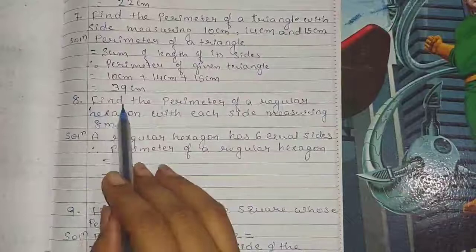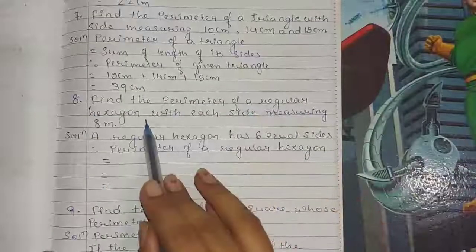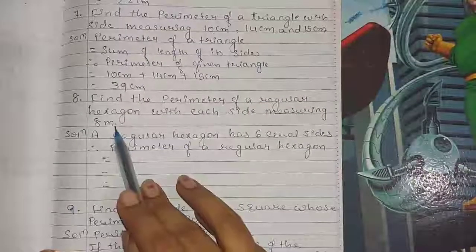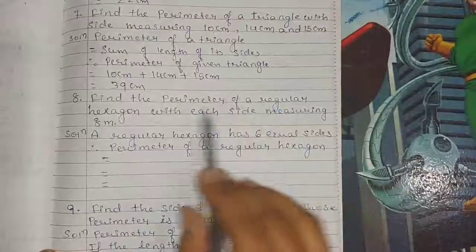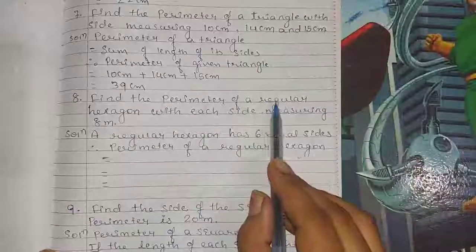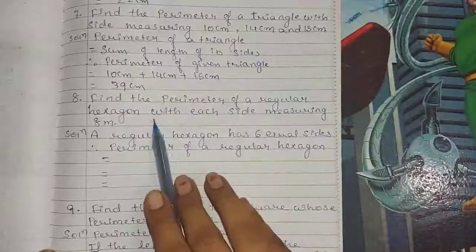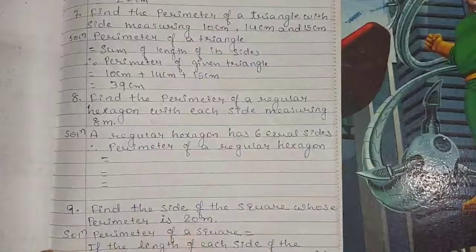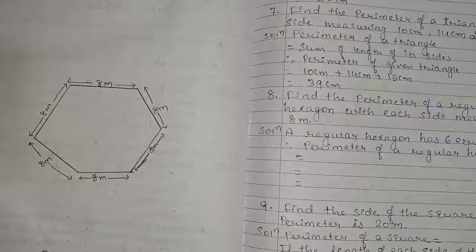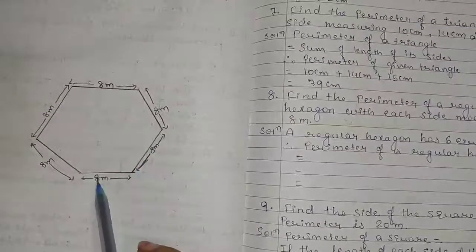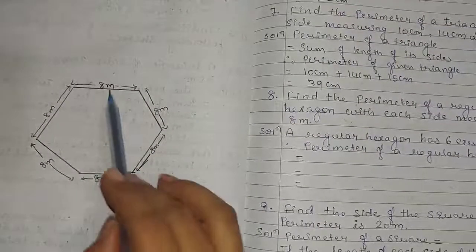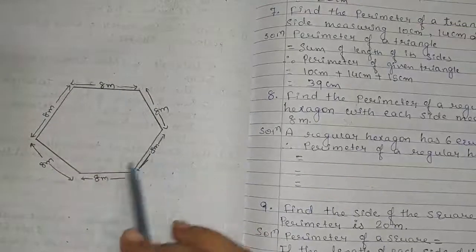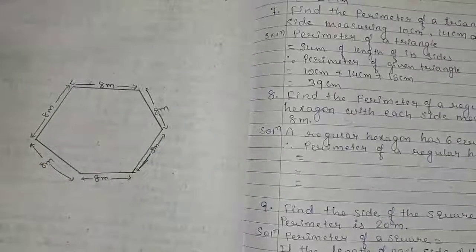Question number 8. Find the perimeter of a regular hexagon with each side measuring 8 meter. First of all, what is a regular hexagon? Regular hexagon means all 6 sides are equal. Hexagon is having 6 sides. Here, this is the shape of a hexagon, and in the question it is 8 meters. So all 6 sides are of 8 meter. 1, 2, 3, 4, 5 and 6. So all 6 sides are of 8 meter.